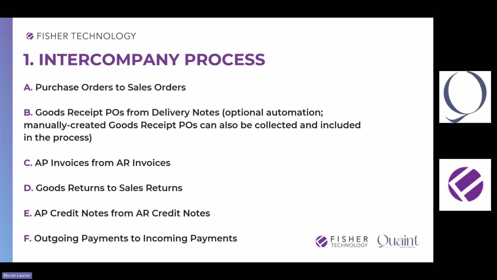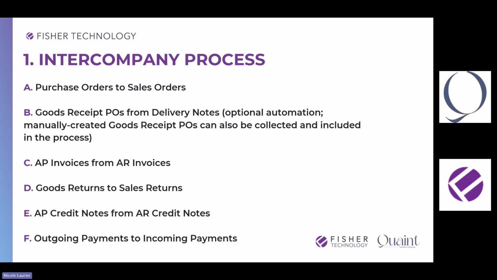So for this process, typically the way that it works is a purchase order is created in the buying company, and it automatically creates a sales order for the selling company. Once the order is received, then a goods receipt purchase order is created from a delivery note. And sometimes companies want to do that manually, and we can work with that, or sometimes they want it automated, which is really the purpose of what we do.